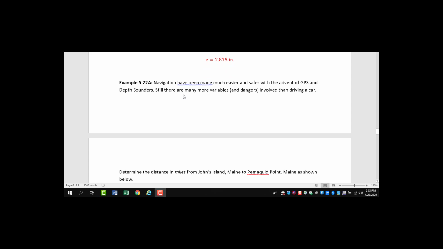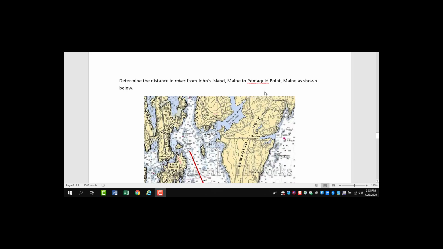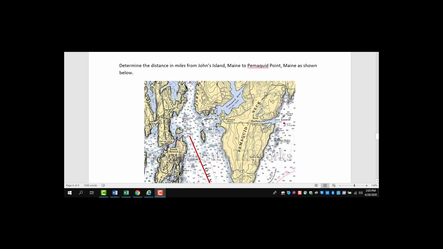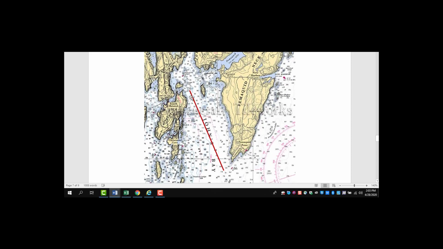Okay, so here's our example that we're going to work with. It says, navigation has been made much easier and safer with the advent of GPS and depth sounders. Still, there are many more variables and dangers involved in driving a car. So here is a scale model from this island to this point, from this island here to the open ocean there.